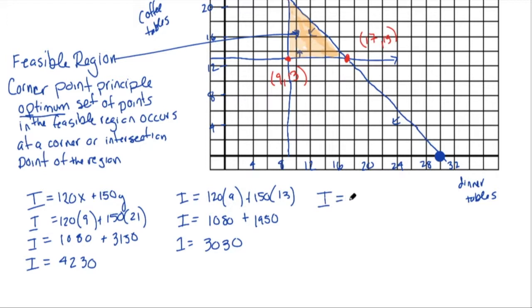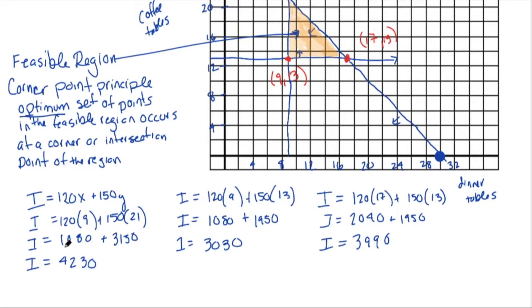This one might be at least worth considering. All right, so 120 times 17 plus 150 times 13. Great. Okay, so 120 times 17 gives us 2,040. 150 times 13, we already did that, is 1,950. We add those together, and we get 3,990. So we have three different incomes from the amount of tables that we make.